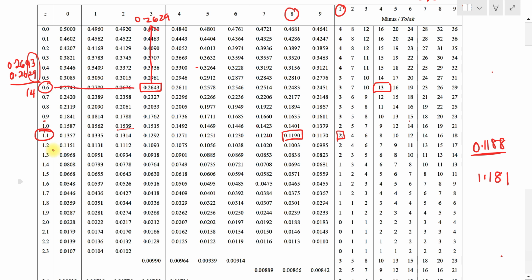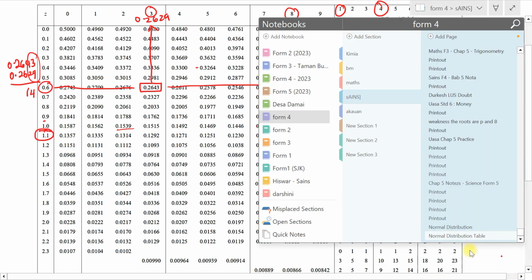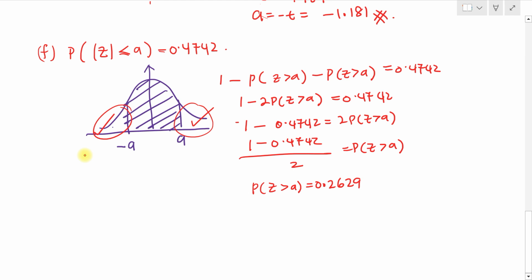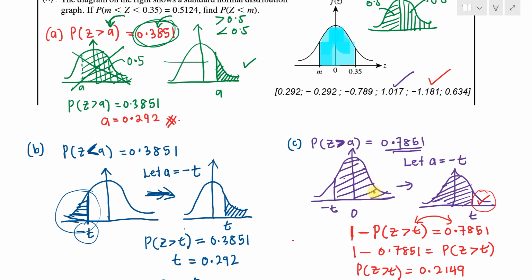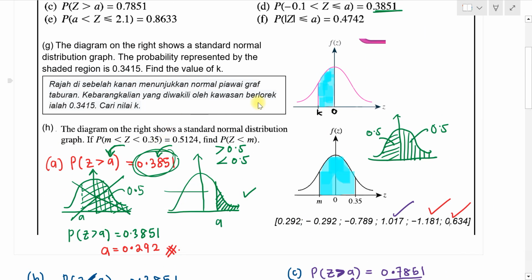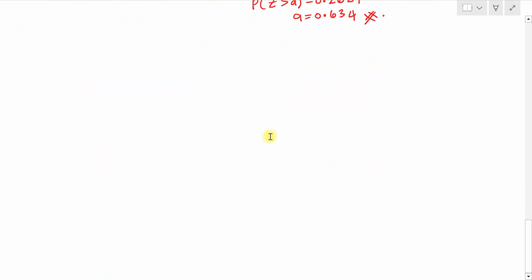0.634. Zero point six three four. So your A is 0.634. That is enough, because negative and positive both will have this value. Okay. There. 0.634. And part G and H also I can explain here.